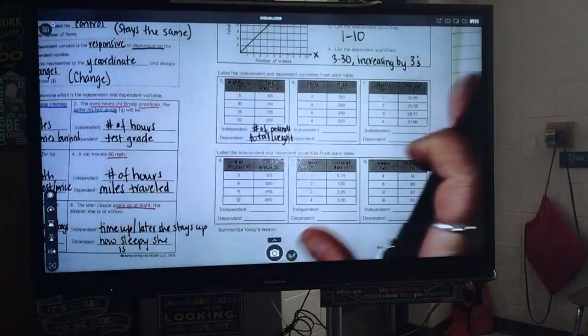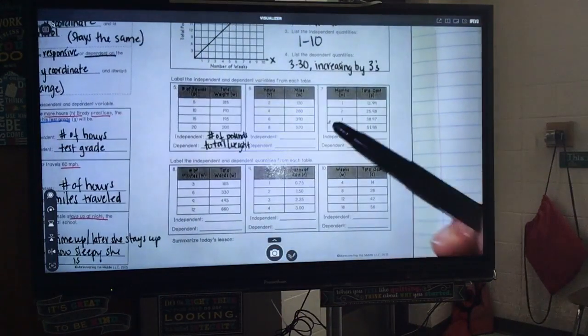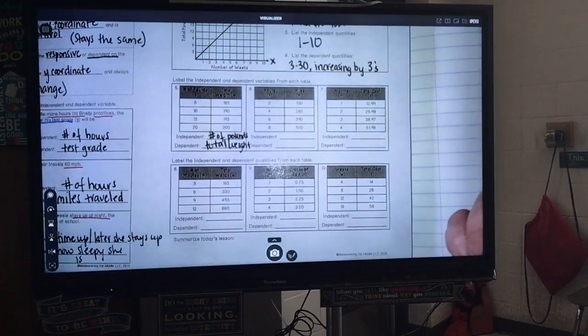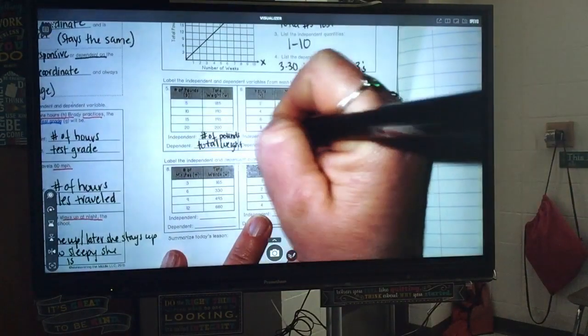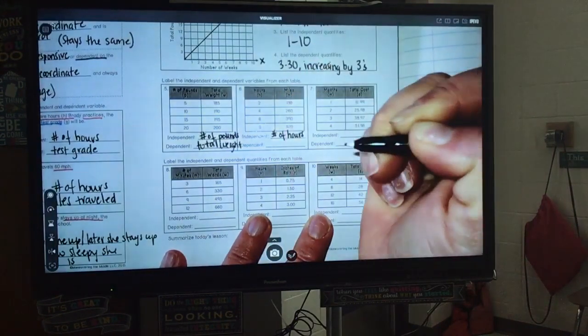Alright, the next one. Number of hours to number of miles. Which one is our independent, which one is our dependent? No, what do you think? Hours is the independent. And pounds is dependent.